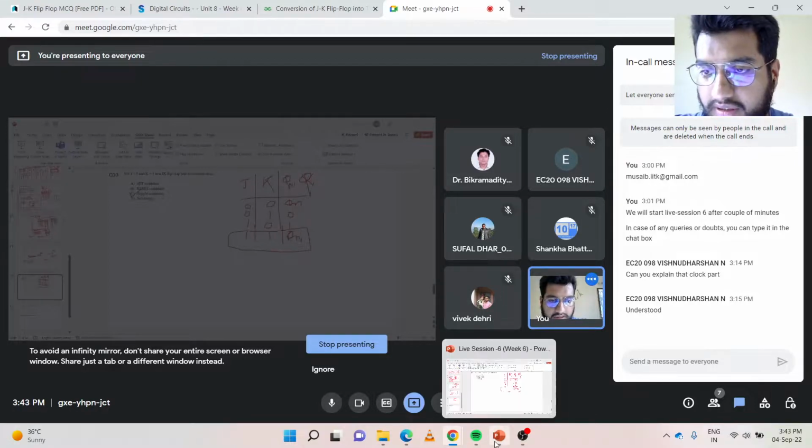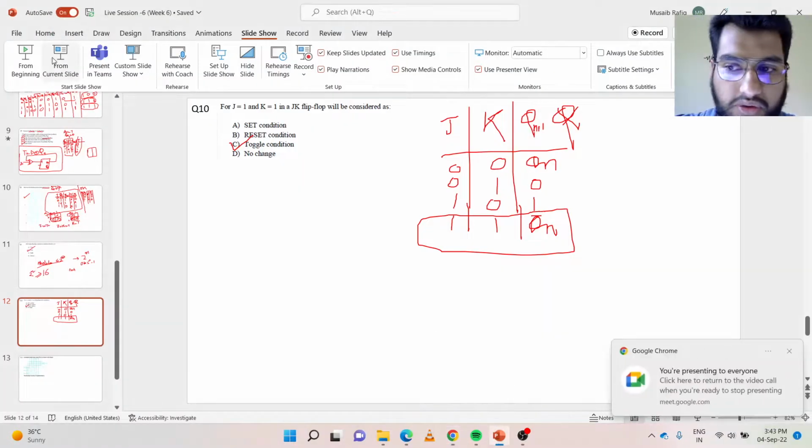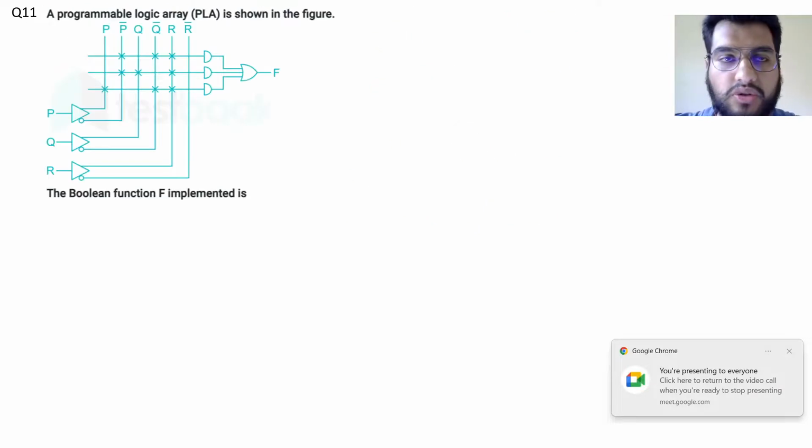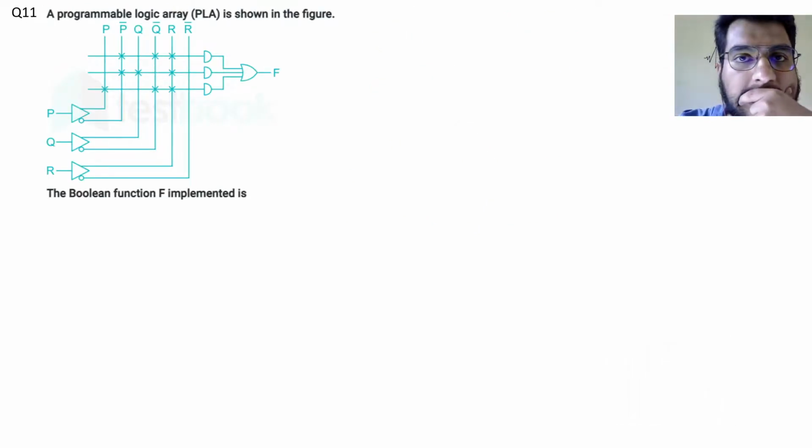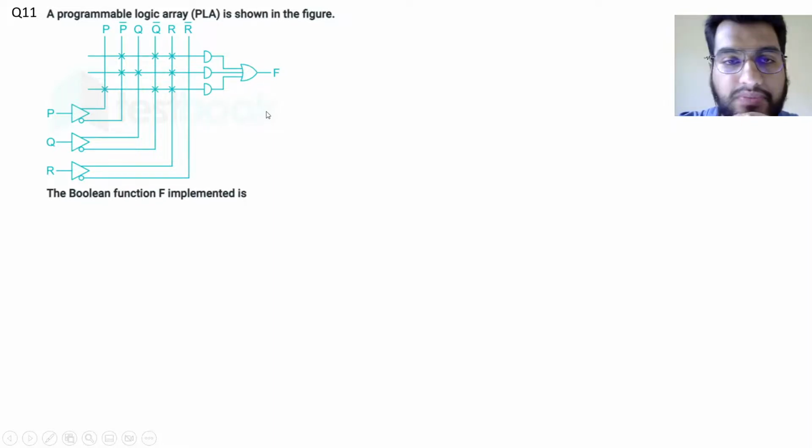So now let's discuss question number 11. We are given a programmable logic array as shown in the figure. We saw earlier what a programmable logic array is. You can see that we have programmable AND gates and programmable OR gates, a set of programmable AND gates connected to a set of programmable OR gates. Here only one OR gate is used.